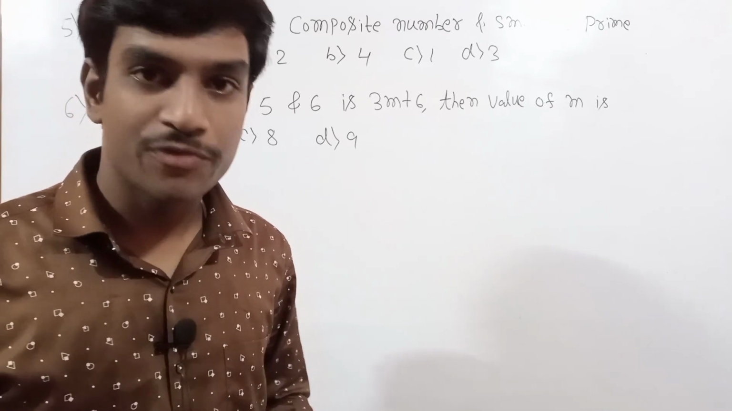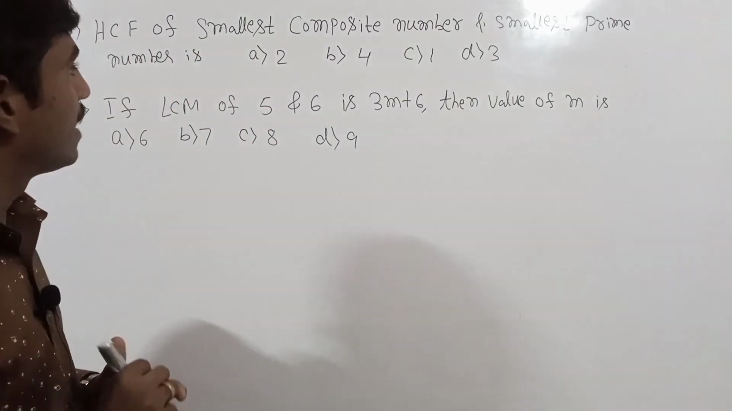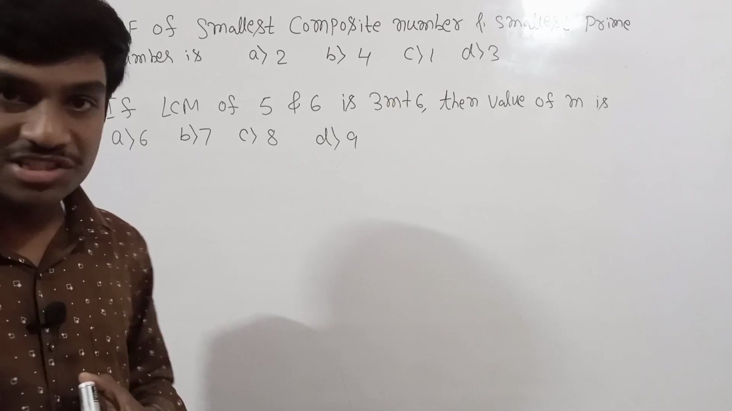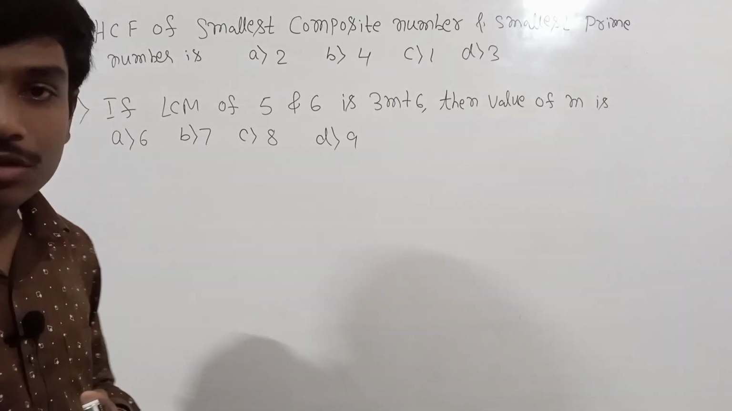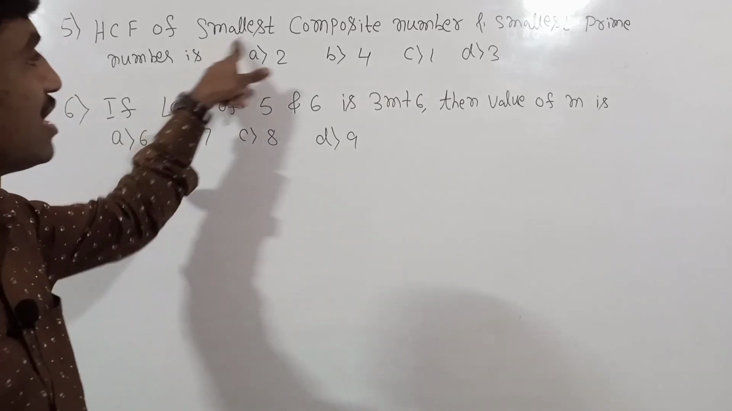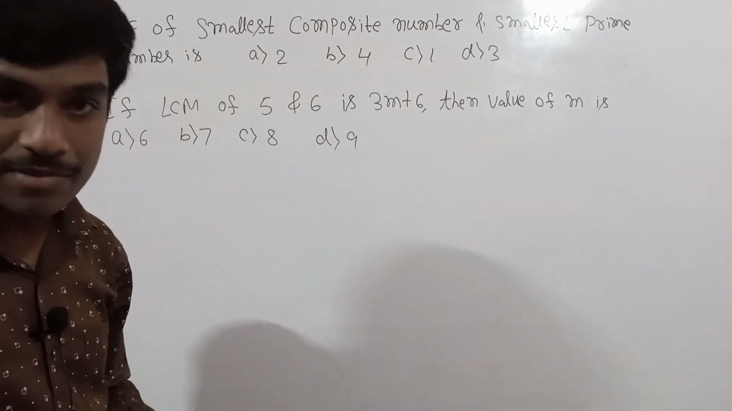Okay, now we'll solve the next few questions. HCF of the smallest composite number and the smallest prime number is what? Whether it's 2, 4, 1 or 3. Now they have given here the smallest composite number and the smallest prime number.